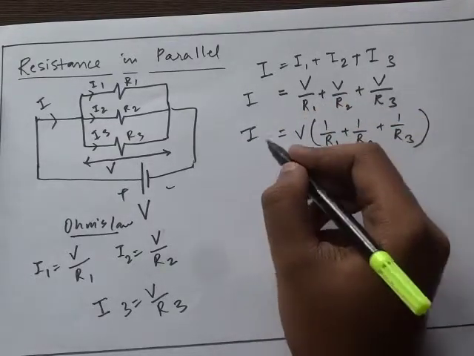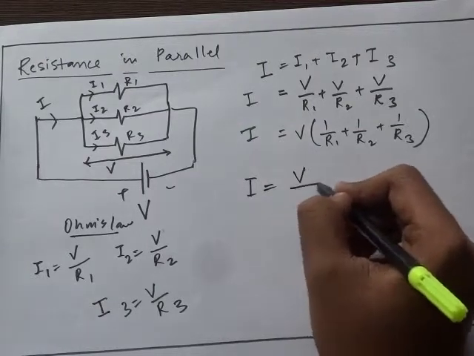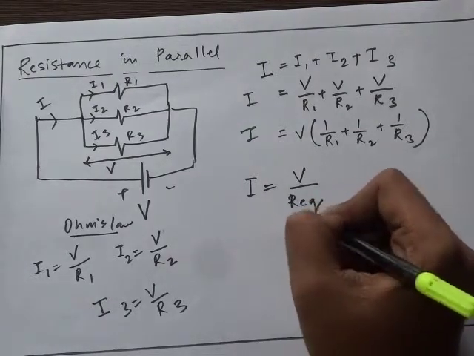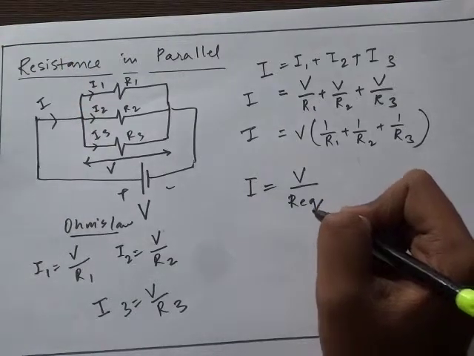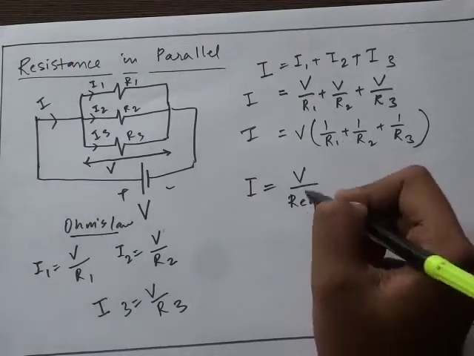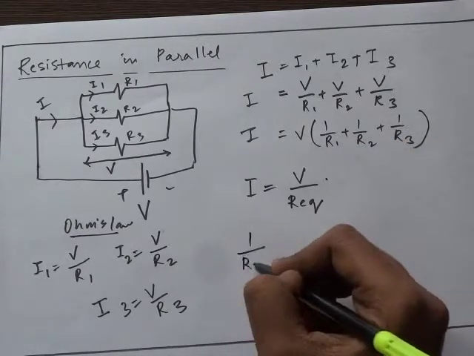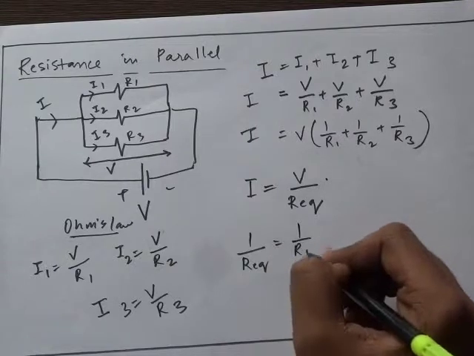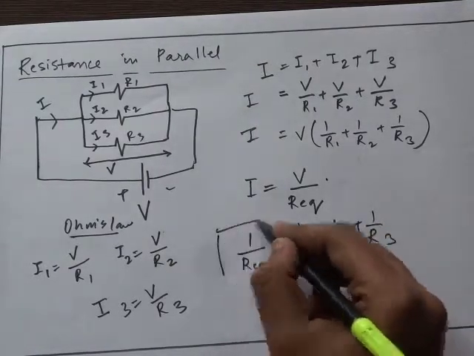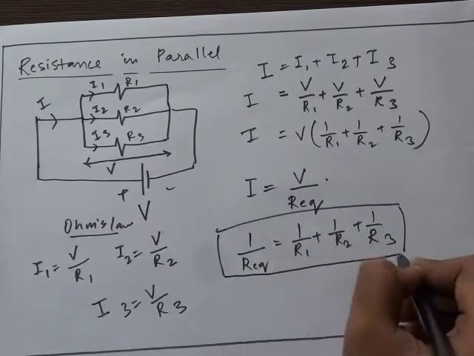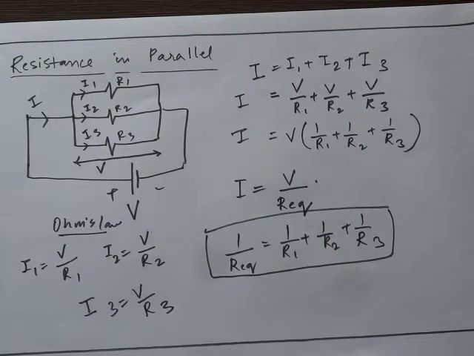So now when I compare it with the general equation, which will be I equal to V by R equivalent, R equivalent we take because we have three resistances and we always want the total resistance in that circuit. If I compare this equation with the previous equation, I will get 1 by R equivalent is equal to 1 by R1 plus 1 by R2 plus 1 by R3. So this is the formula we use to calculate the equivalent resistance when resistances are connected in parallel.